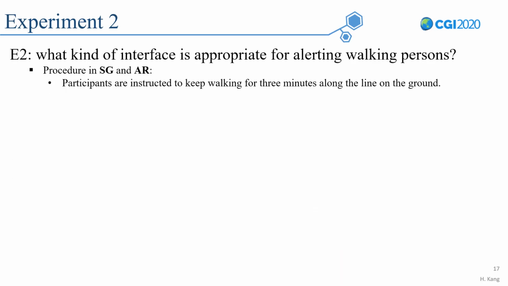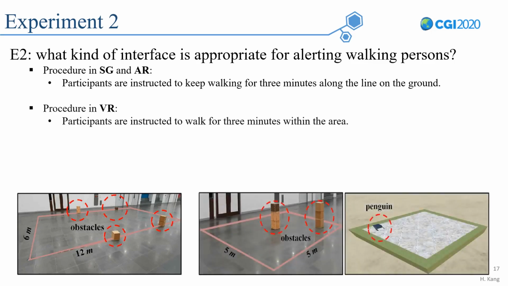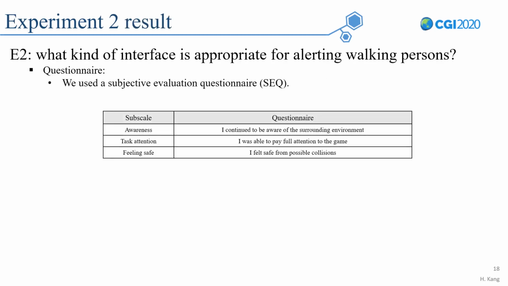In SG and AR, the participants are instructed to keep walking for 3 minutes along the edges of the rectangular area. In VR, participants are instructed to walk for 3 minutes within the area. In Experiment 2, participants performed 12 trials in total. After each trial, the participants filled out a subjective evaluation questionnaire shown in the table.